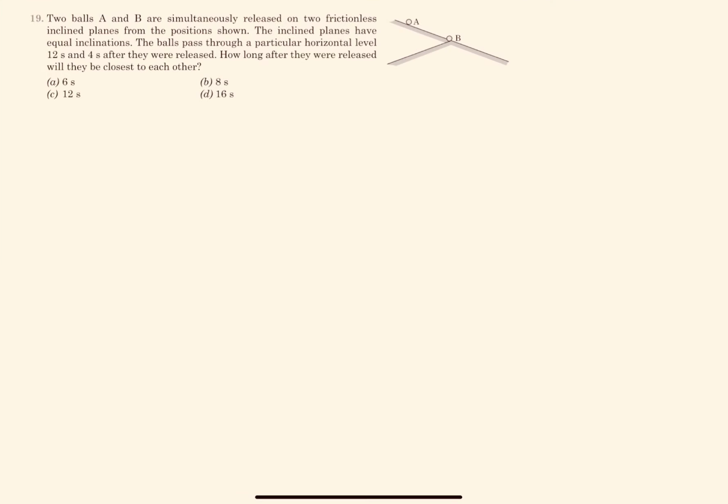Hello everyone, let's see this question. Two balls A and B are simultaneously released on two frictionless inclined planes from the positions shown. The inclined planes have equal inclinations. The balls pass through a particular horizontal level 12 seconds and 4 seconds after they were released.